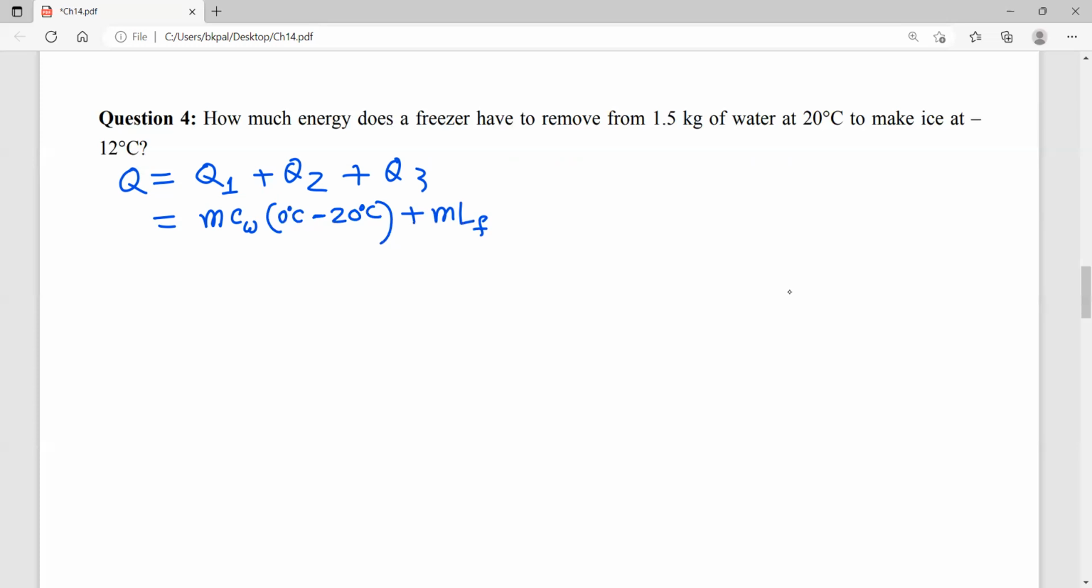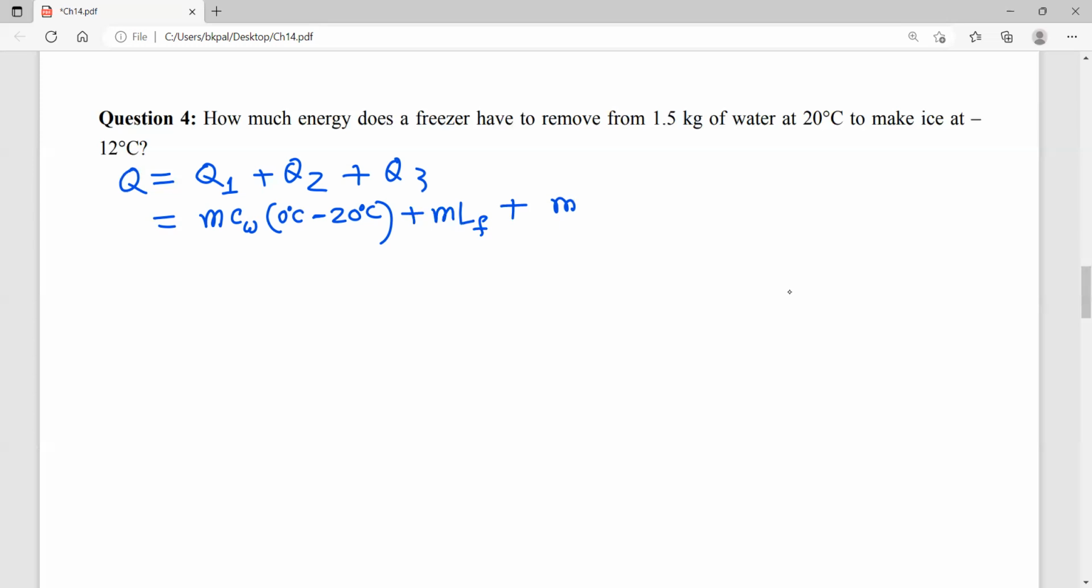Okay, so in the theory class, we saw that melting happens at 0 degrees Celsius because we are adding heat, whereas here we are removing heat. That means at 0 degrees Celsius, freezing is happening. So we need this term, and then we need another term to decrease the temperature of the ice.